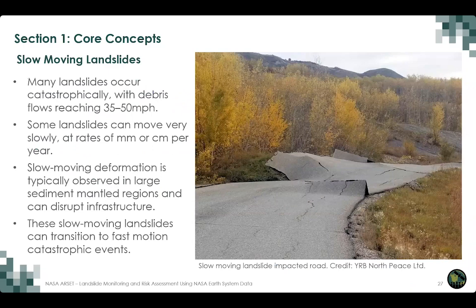We should also talk a little bit about what we refer to as slow-moving landslides. So mostly we would think about landslides as these catastrophic failures, these rapid motions from the top of the hill slope all the way into the valley, with material being moved very suddenly, leading to significant impacts. And these often could reach 35 to 50 miles an hour. However, some landslides can move very slowly, at rates of millimeters or centimeters per year.